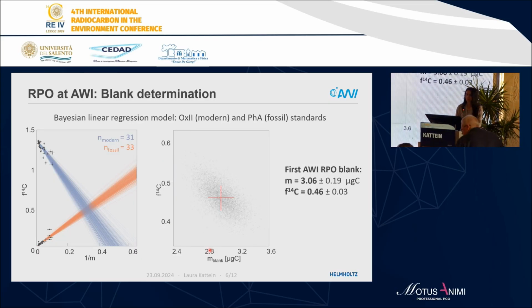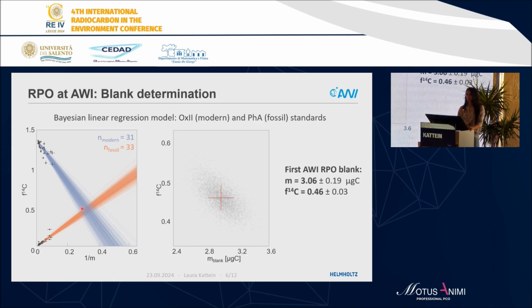Here you can see the first results of our blank determination. To do this, we pyrolyzed different masses of a modern and a fossil standard, and then radiocarbon dated the 14C. The 14C values are plotted over the inverted mass, and a Bayesian linear regression model is applied to calculate the blank, which is determined by the intersection point of the 2 linear regressions of each standard type.